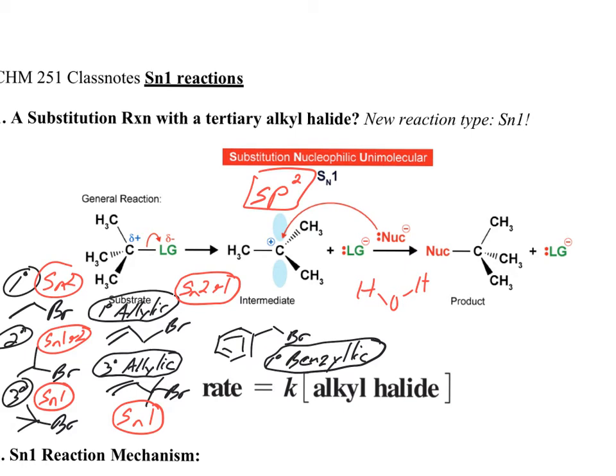Primary benzylic will work for SN2 for sure, but also SN1 because of that resonance stabilization of the carbocation. So pretty much everything works for SN1 except for those primary alkyl halides. SN2 is worried about the sterics. SN1 is worried about the stability of the carbocation.